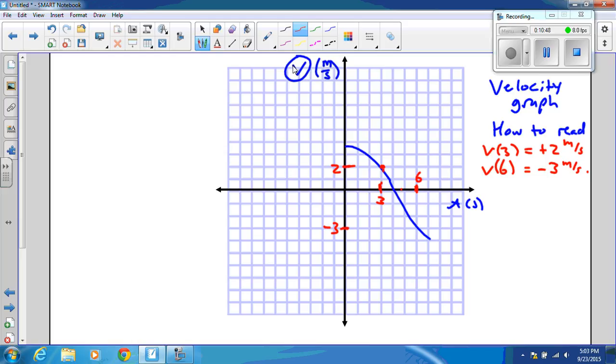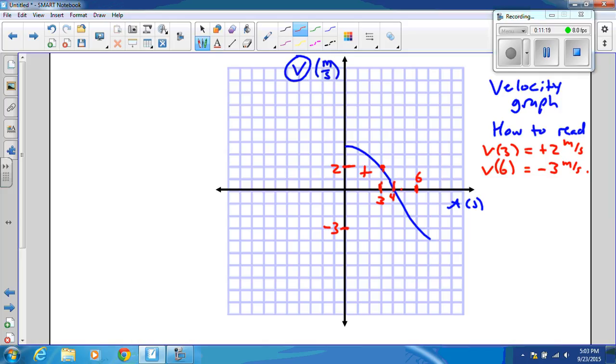So I can read the graph just like that. But what I cannot do with the graph is trace the graph with my finger to see if the object is going forward or backwards. Students will often look at this graph right here and then say, oh look, the object is going backwards because the graph is decreasing. That's not how to read the graph. Instead, if you want to determine if the object is moving forwards or backwards, you're going to have to determine if the velocity is positive or negative.